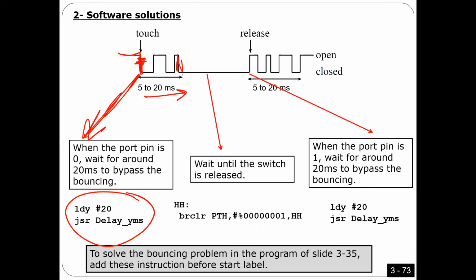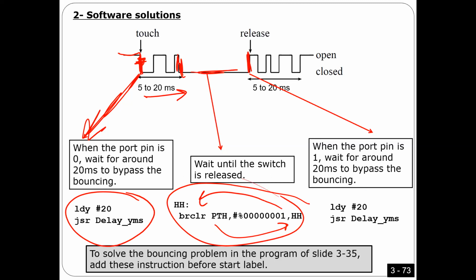Once I come to here, I'm gonna wait. I'm gonna keep looping here until you release. As long as it is 0, I'm gonna keep looping. Once it is 1, I'm gonna come to here. Once you release, I'm gonna wait another 20 milliseconds, and then after that, I'm gonna execute the rest of the program. By using this code, guys, every time you press one time, I'm gonna take action only one time. Any question here?